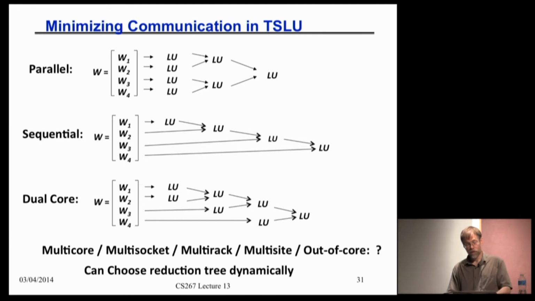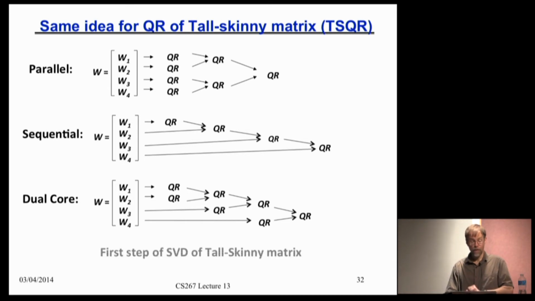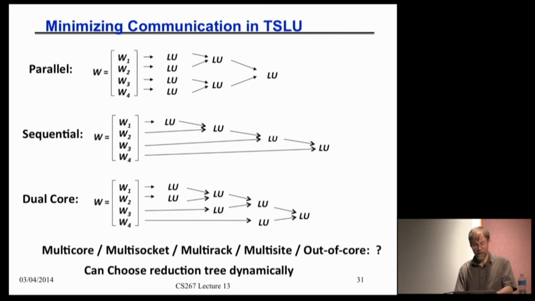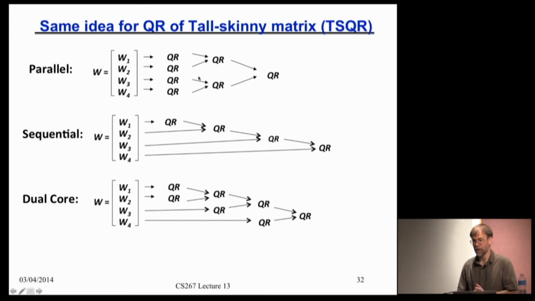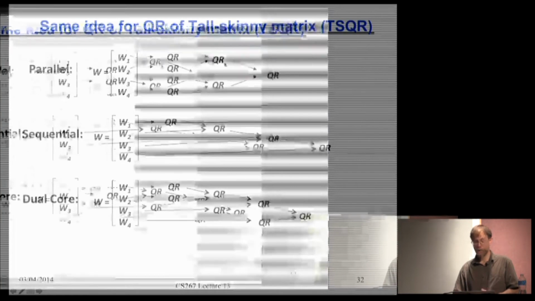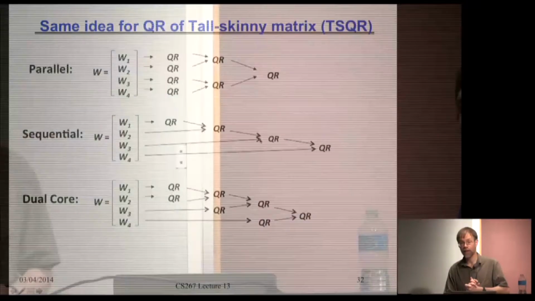So now let me say that this idea works for more than just Gaussian elimination. It's exactly the same picture for QR. So all I've done to go from this slide to this slide is I've changed the words LU to QR. So now what is a QR decomposition? I want to factor a matrix into the product of an orthogonal matrix times a triangular matrix. And it's exactly the same idea, except now my reduction operator is taking a bunch of rows and factoring them into Q times R, passing them up, factoring them into Q times R, and it's all the same idea.